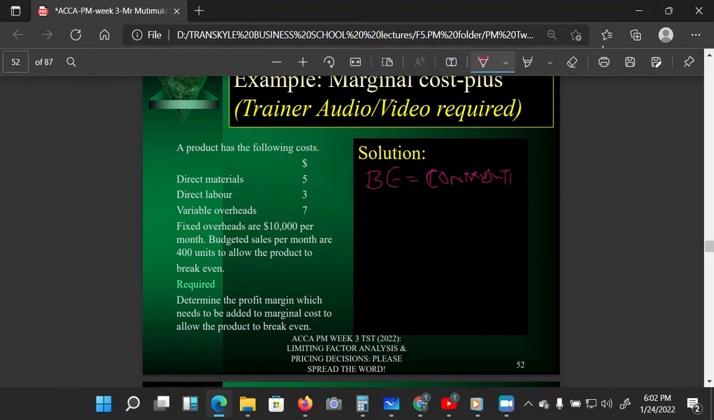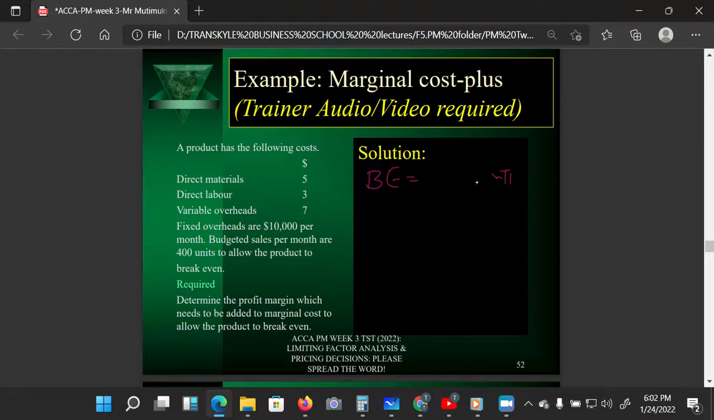Let us just illustrate this with an example. Let us go through this particular example. A product has the following costs, as you can see in the data there. Fixed overheads are 10,000 per month. Budgeted sales per month are 400 units. Determine the profit margin which needs to be added to marginal cost to allow the product to break even.